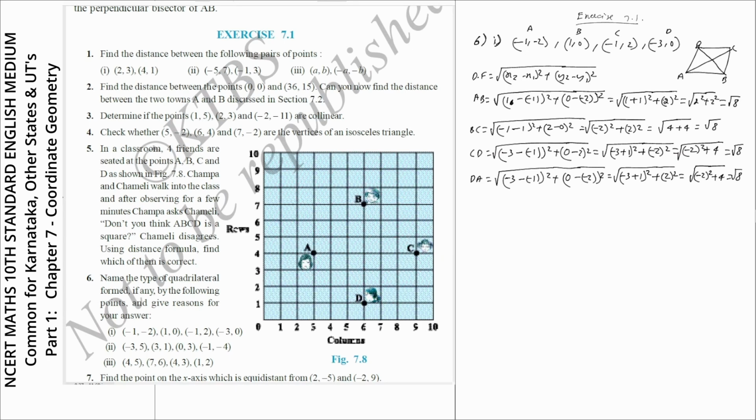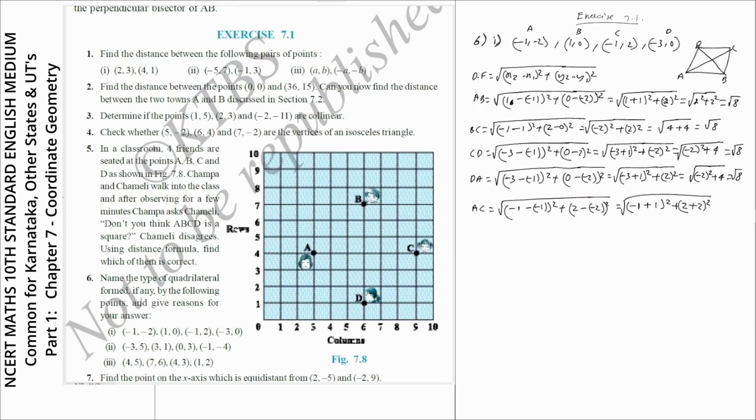Now what is AC? AC will be the diagonal. So AC is equal to square root of (x2 minus x1) the whole square, that is (minus 1 minus of minus 1) the whole square, plus (y2 minus y1) the whole square, that is (2 minus of minus 2) the whole square. So I'll get minus 1 minus into minus 1 is plus 1, the whole square, plus 2 minus into minus is plus 2 the whole square.